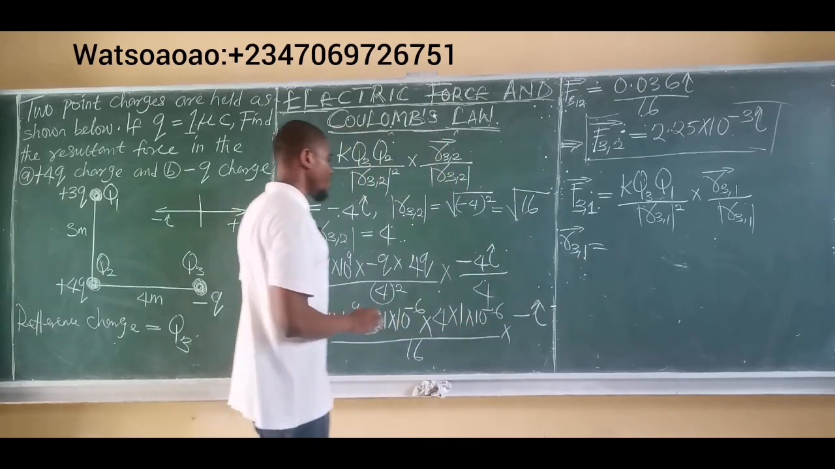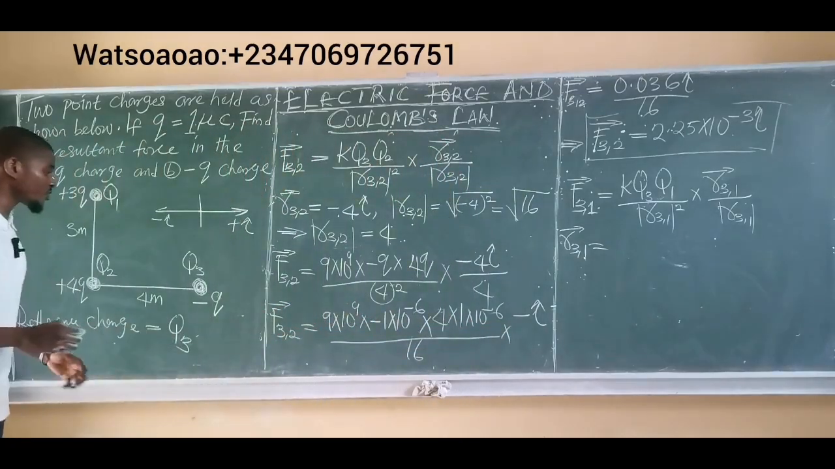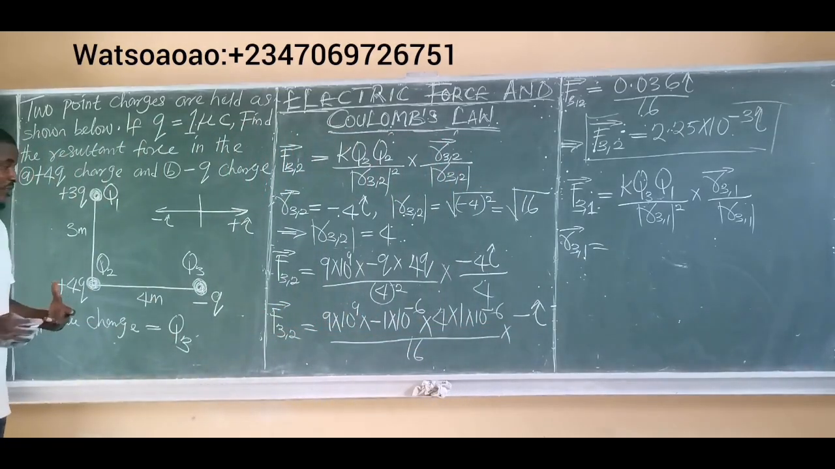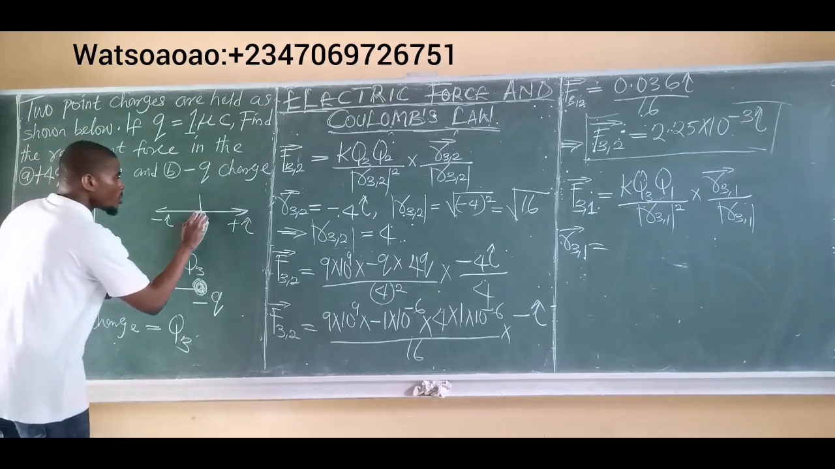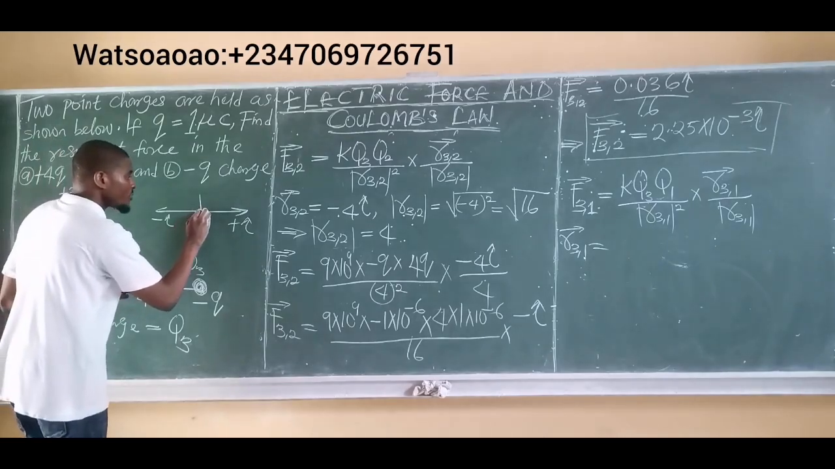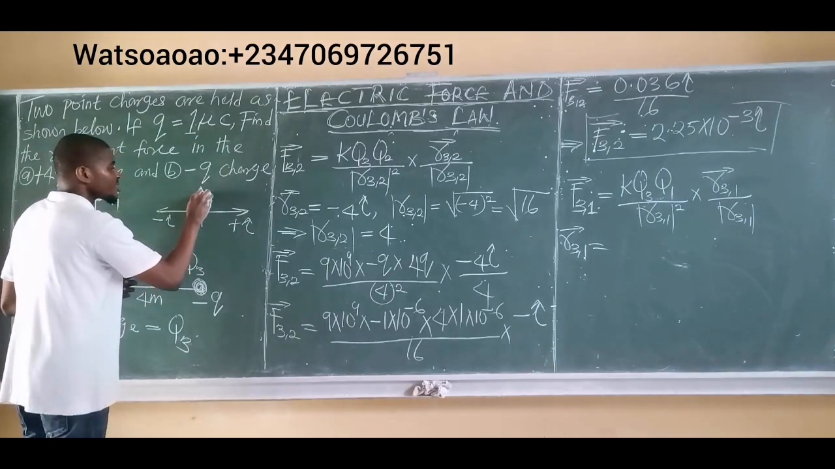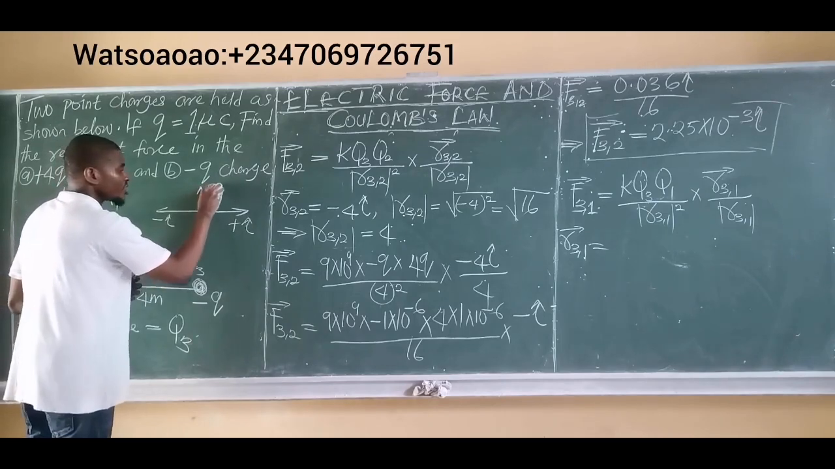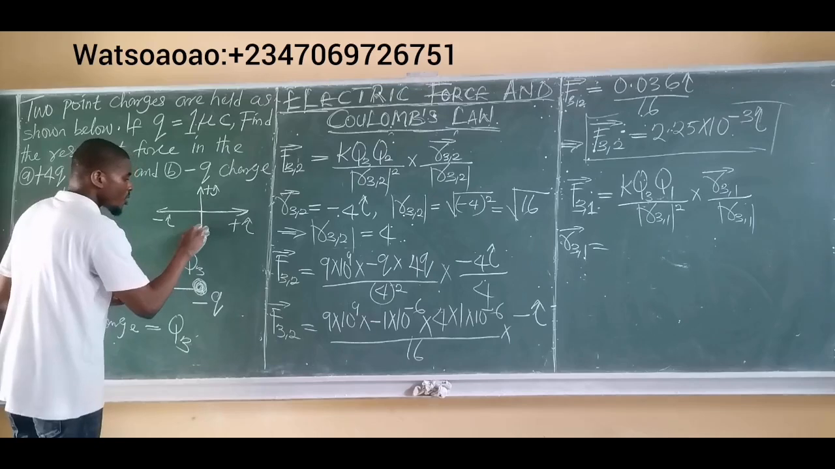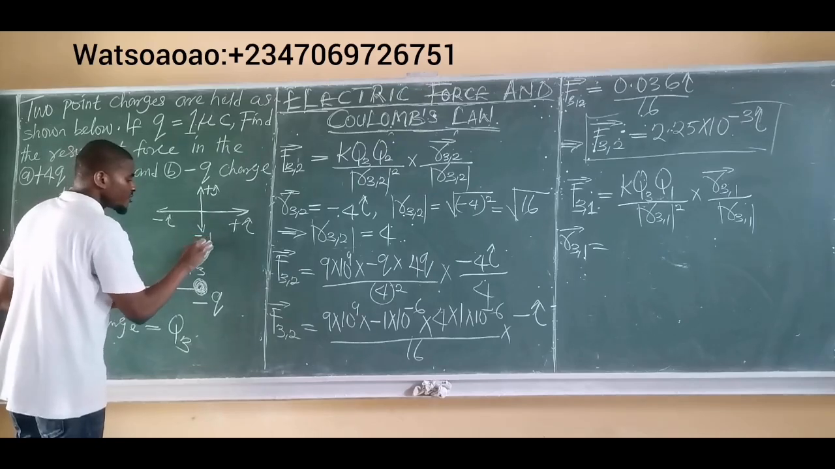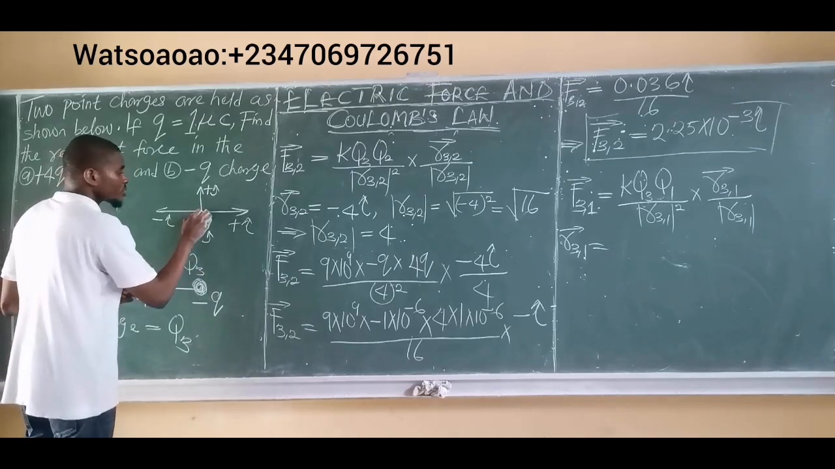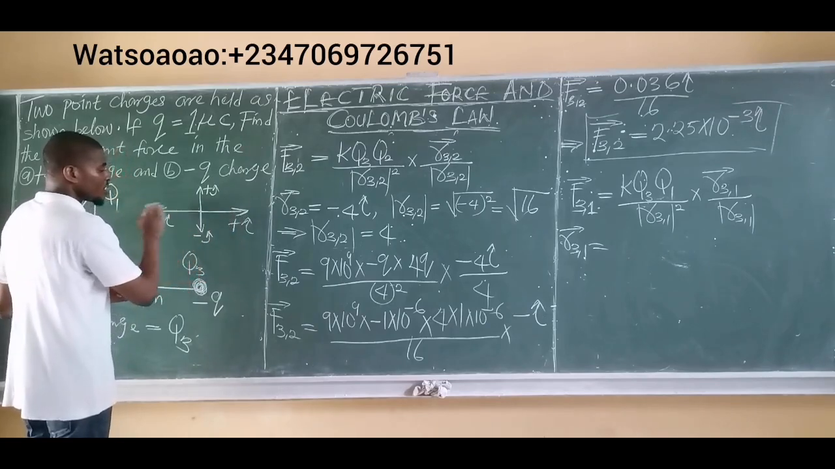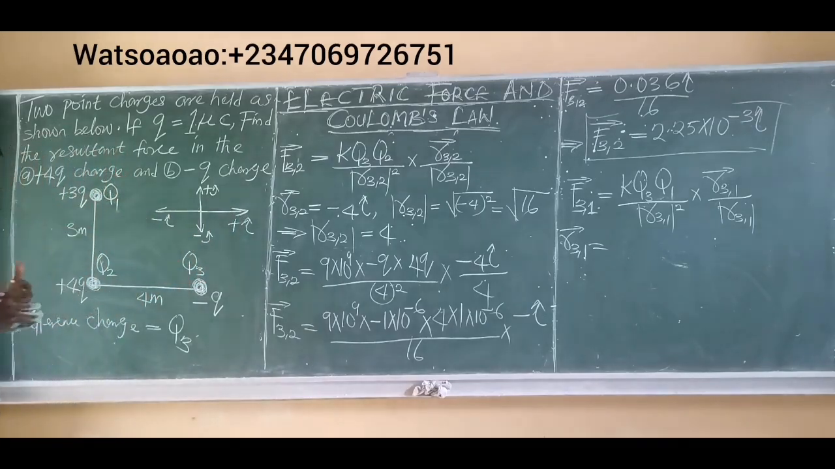So R31 becomes, you simply move from charge 3, which is your reference charge, to locate charge 1. Remember once again, if you're moving from the reference charge and you're moving upwards, it is taken simply as positive J. But if you're moving downwards, it is taken as negative J. If you're moving to the right, it's positive I. To the left is negative I. So let's do this and see.